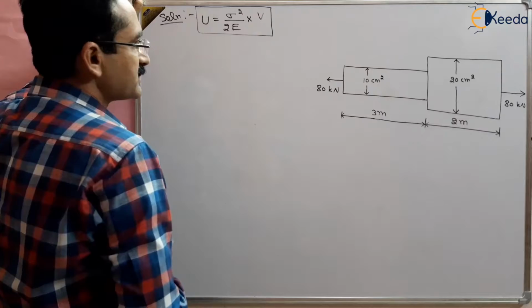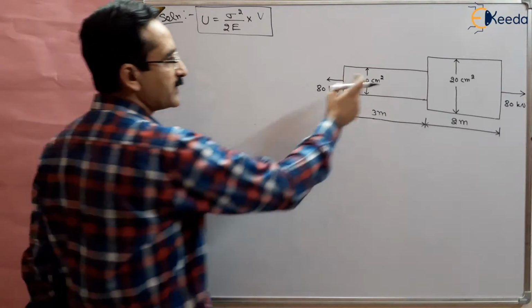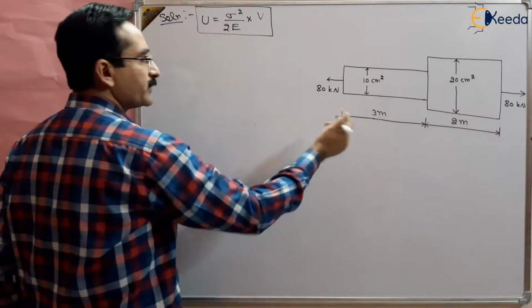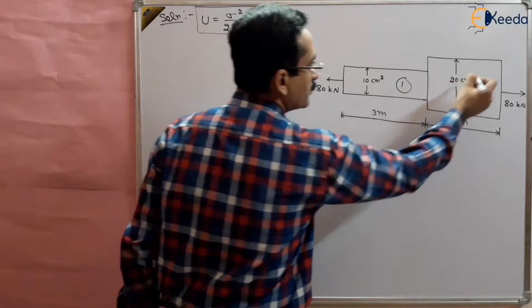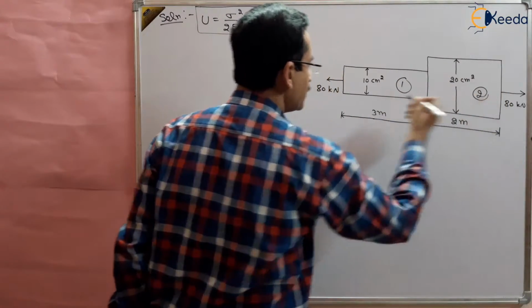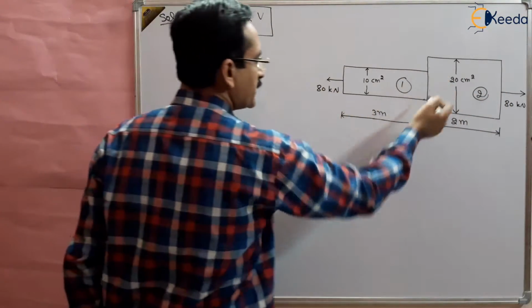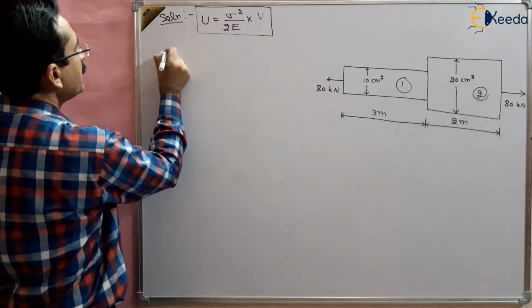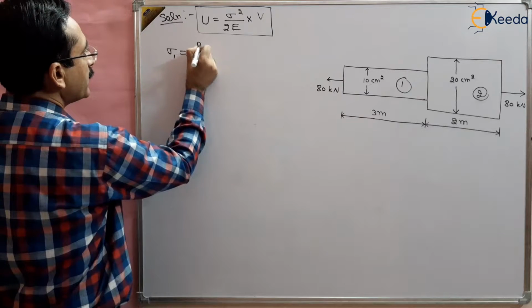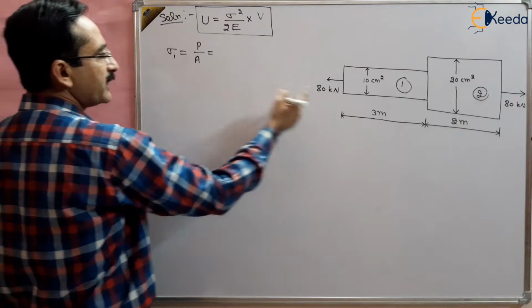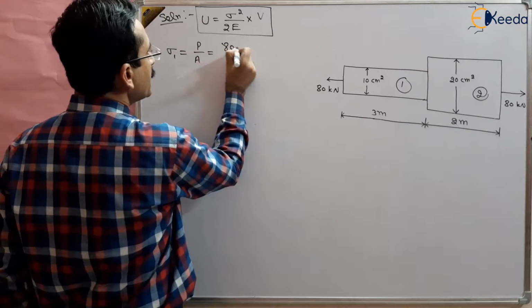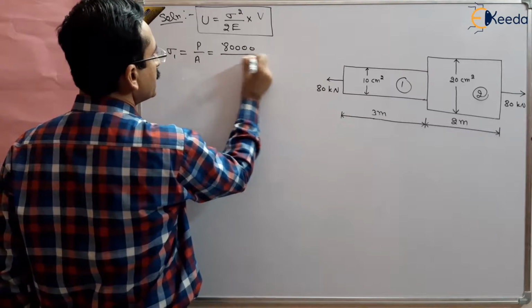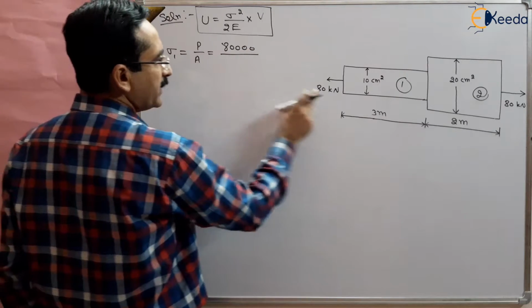So what is the stress? Now stress will be different because area is different. Suppose this is 1 and this is 2, we have divided into two parts. So 1 is the 10 centimeter square bar and this is the 20 centimeter square bar. So sigma 1 will be equal to load upon area. Load is 80 kilonewton, so 80 times 1000 Newton, and area, what is area?